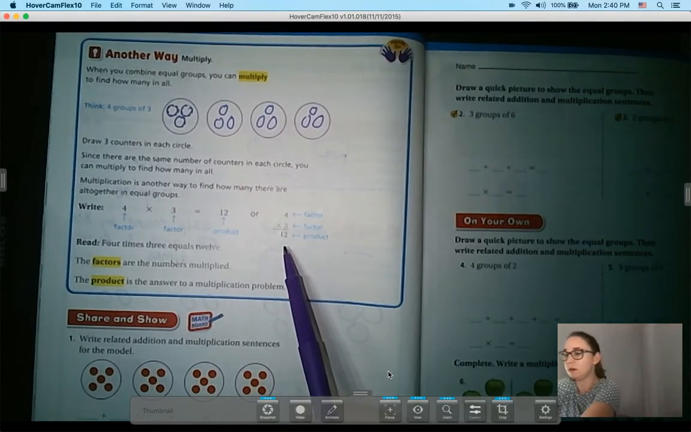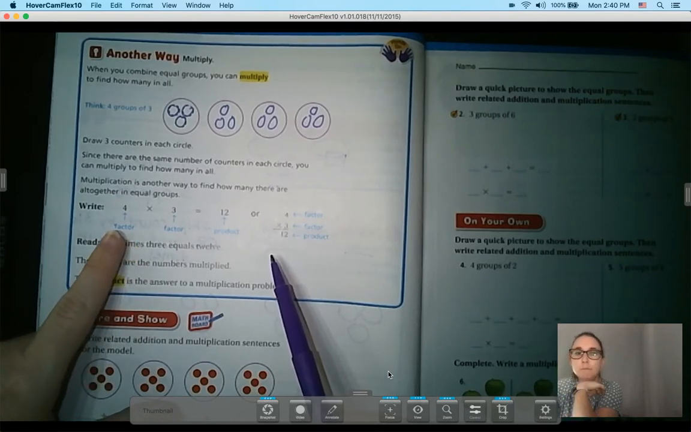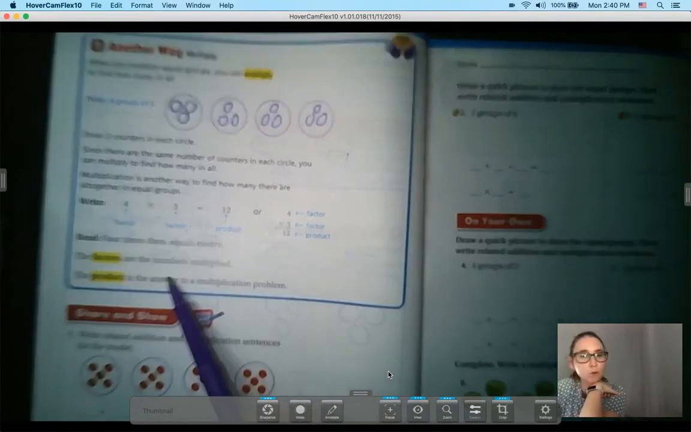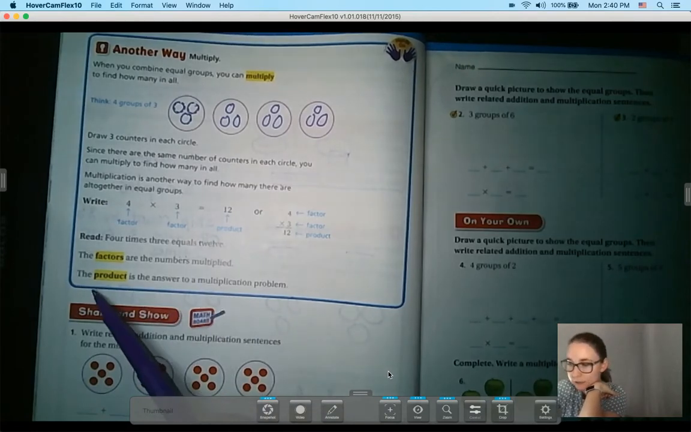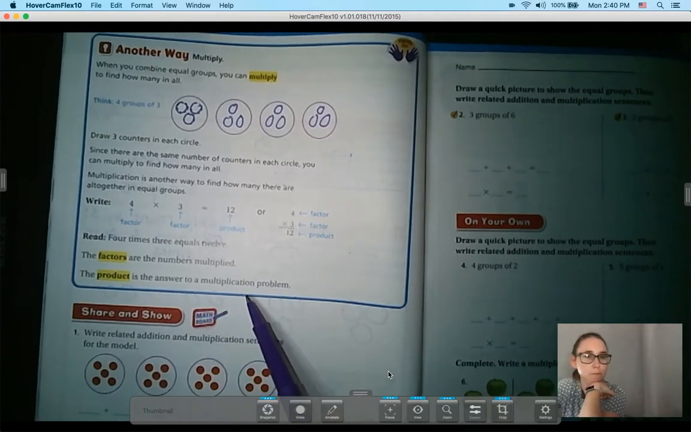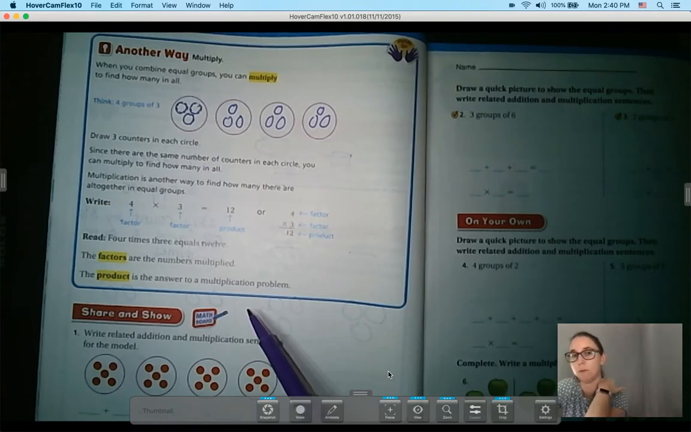And what these are called, we have the 4 and the 3, those are called factors because those are the numbers that are being multiplied. And then we have the product, which is the answer to a multiplication problem. So 12 is our product because it's the answer to our multiplication problem 4 times 3.